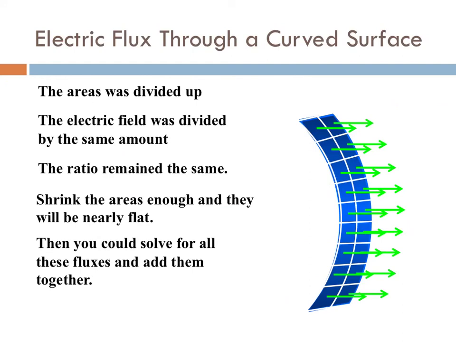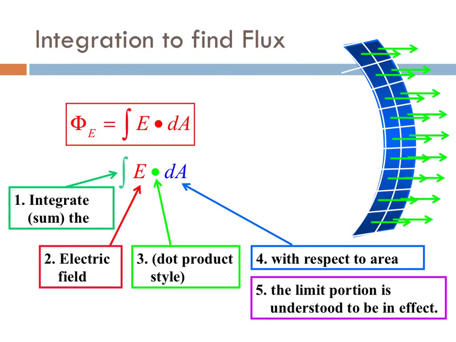Now, what we can do is shrink the areas enough and they will be nearly flat. When this is done, then you can solve for all of these fluxes and add them together. When you add up the infinitely many little fluxes, then you can rewrite our equation with this shown here in the red box. Now, this is going to be the focus of our next couple of lessons, but it's important to introduce it now.